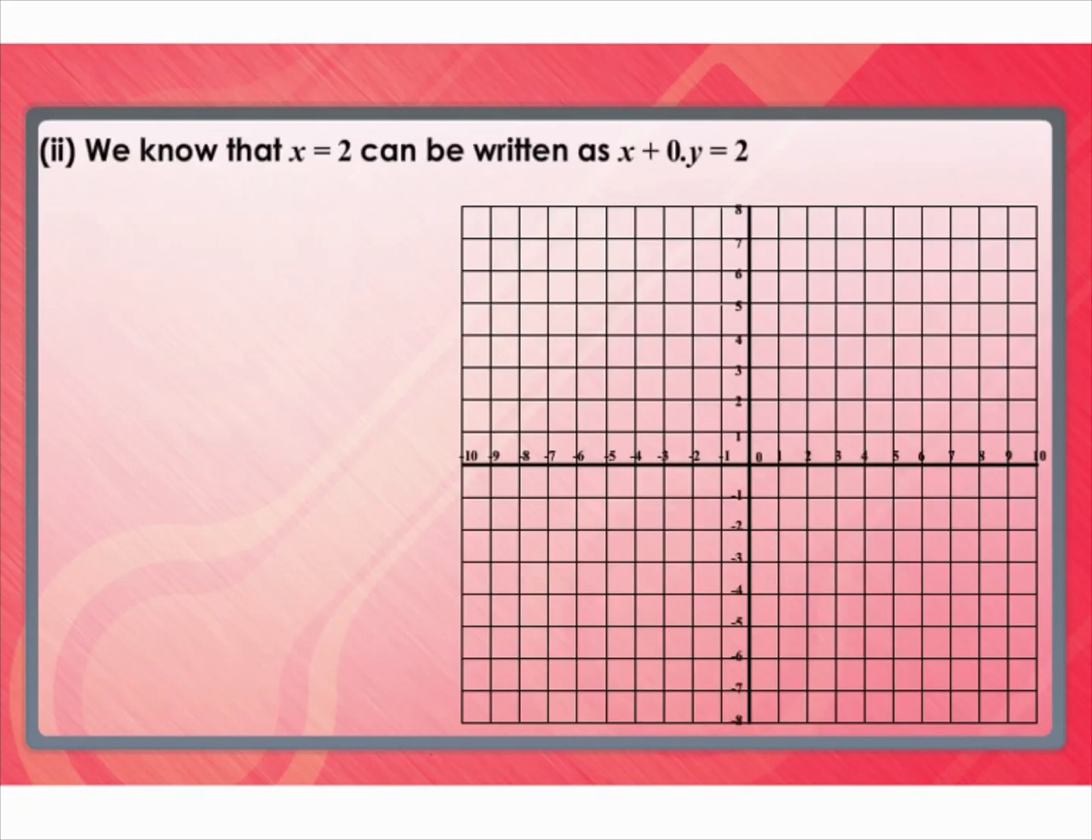We know that x is equal to 2 can be written as x plus 0y is equal to 2, which is a linear equation in the variables x and y. It is a line parallel to the y-axis at a positive distance of 2 from it. Hence, two solutions of the given equation are x is equal to 2, y is equal to 0, and x is equal to 2, y is equal to 2.